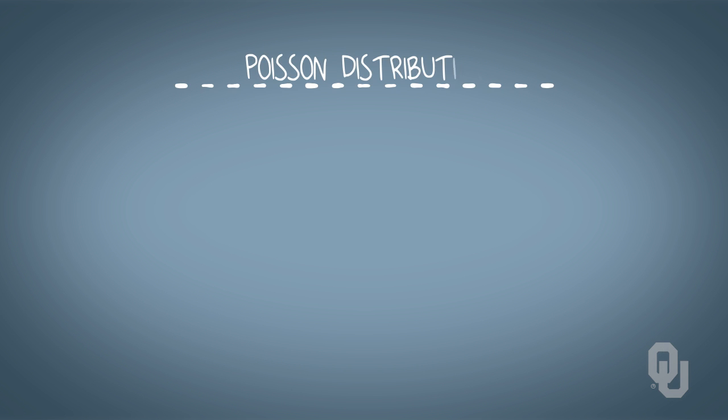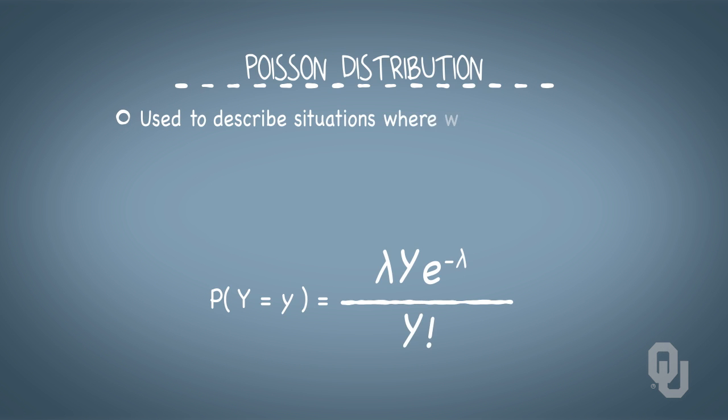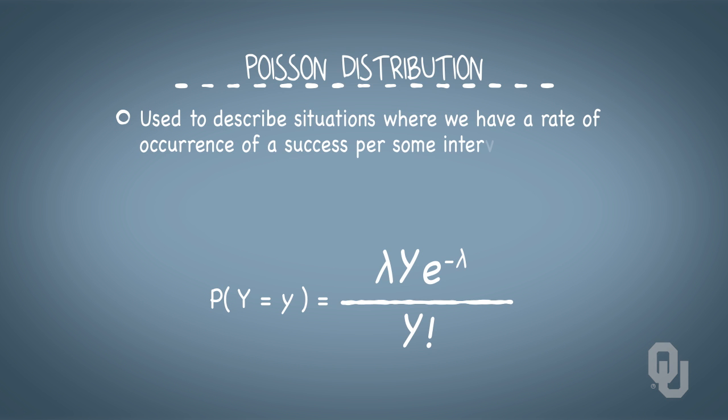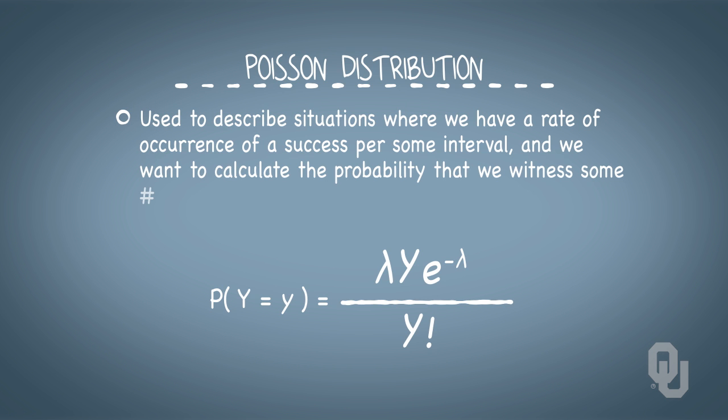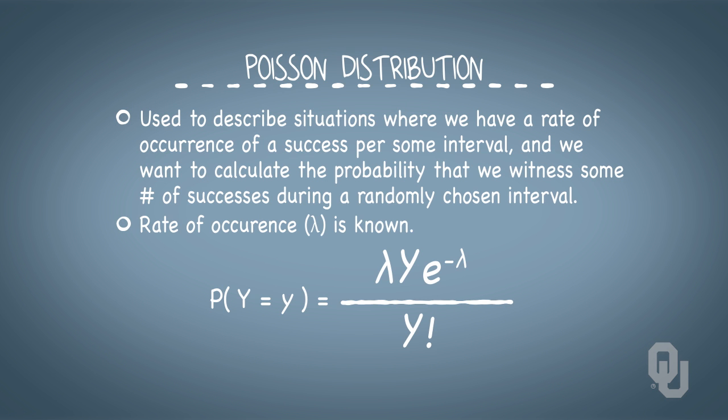The third distribution we discussed was the Poisson distribution. The Poisson distribution can be used to describe situations where we have a rate of occurrence of successes per some interval. And we want to calculate the probability that we witness some number of successes during a randomly chosen interval. The rate of occurrence, lambda, is known.